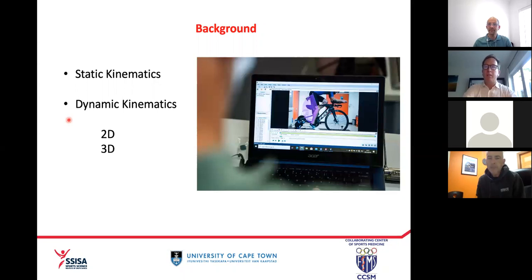There we go. All right, so in cycling, already since the early days, probably going back into the 1920s or 30s, being over 100 years ago, static kinematics have been used from that point on in various different ways. It's only really in the last 20 years that dynamic kinematics in 2D kinematics and more recently 3D kinematics have become used on an everyday basis in cycling.